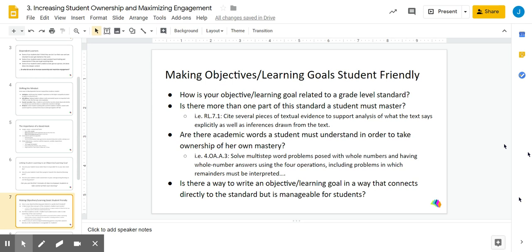So we want to be looking at that standard and thinking about how can we word our objectives and our learning goals in a way that is accessible for our students so they can feel successful, but so they can also be reaching mastery of grade level Common Core standards.